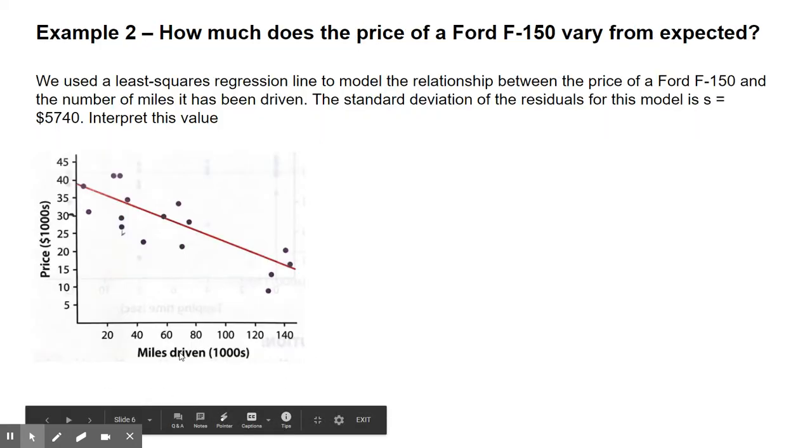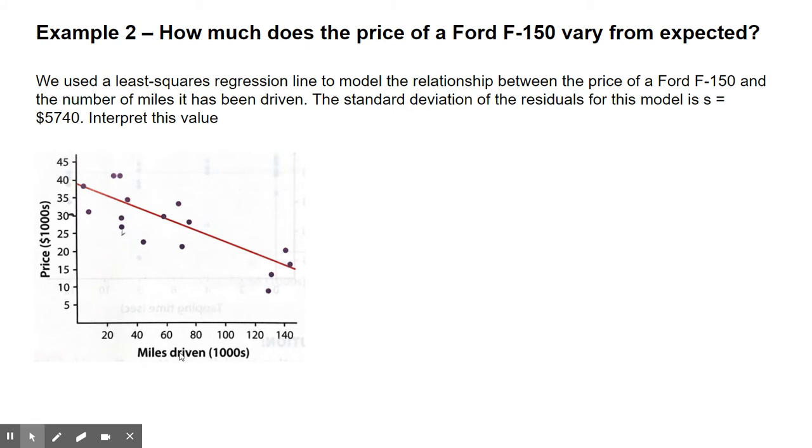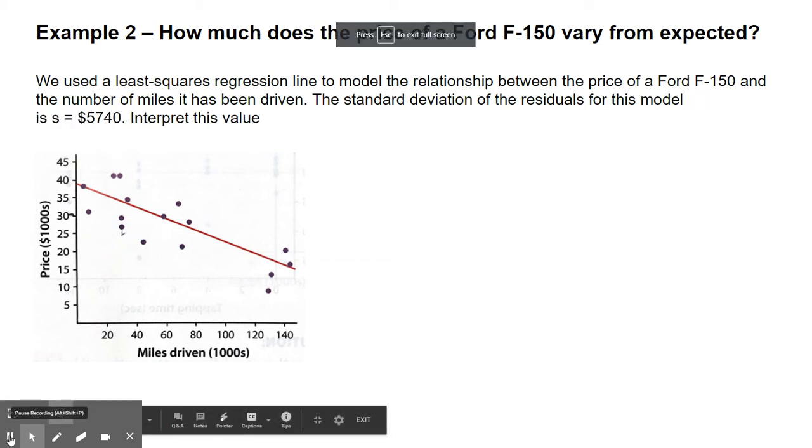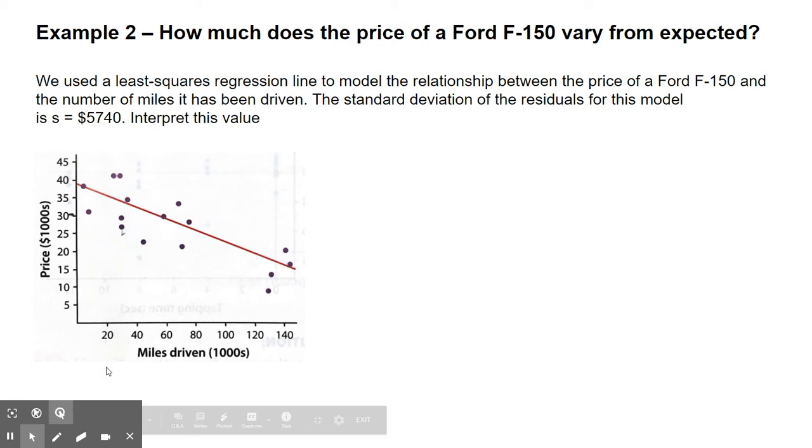Okay, all right. So let's do the next problem here. It says, how much does the price of a Ford F-150 vary from expected? We used a least squares regression line to model the relationship between the price of a Ford F-150 and the number of miles it has driven. The standard deviation of the residuals for this model is S equals 5,740. Interpret this model. Okay, so again, this is just going to be kind of a memorized answer.